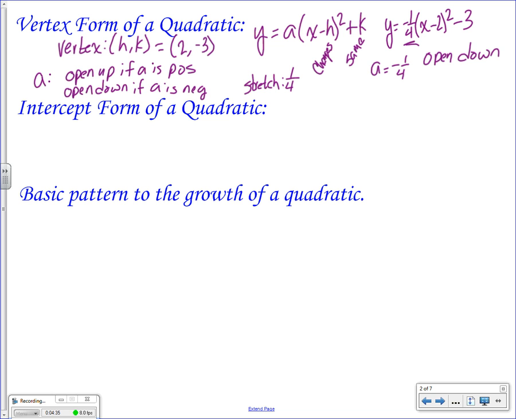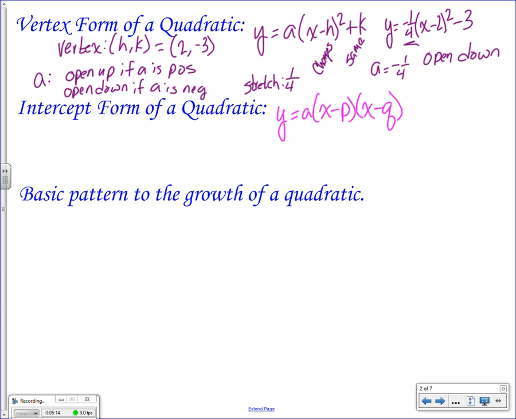Let's go to intercept form. Does anyone know what intercept form is? Yeah, it talks about the intercepts, and it's the x-intercepts this time, not y-intercepts. So the form says y equals a. We still have an a again. Guess what? The a has the same function in this form that it has in the other form. The a is exactly the same. So y equals a times (x minus p) times (x minus q).